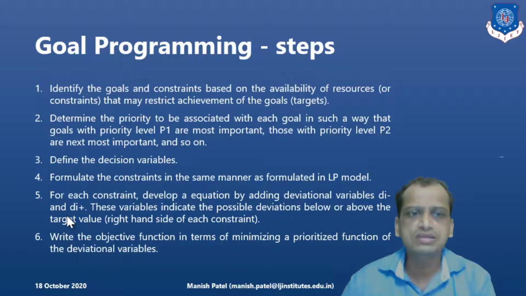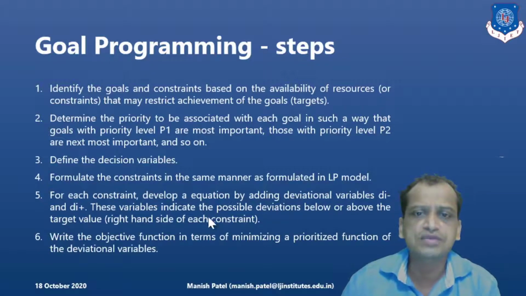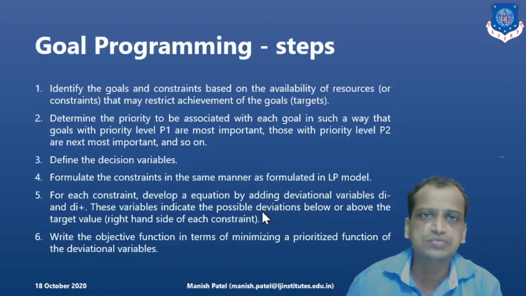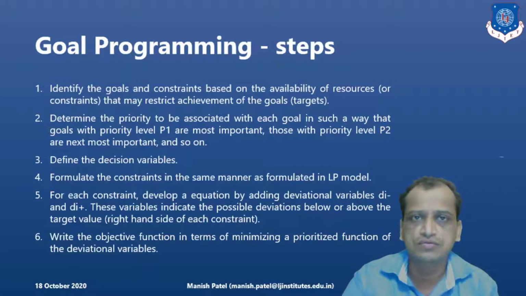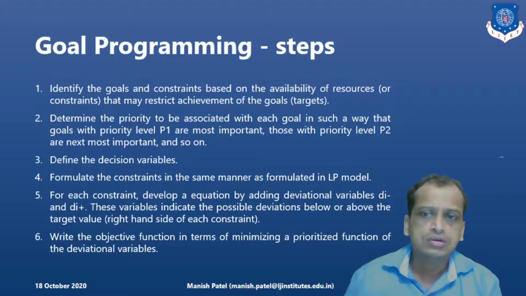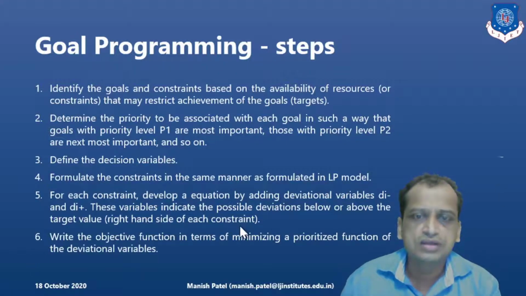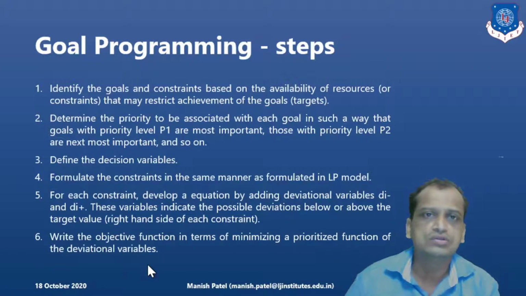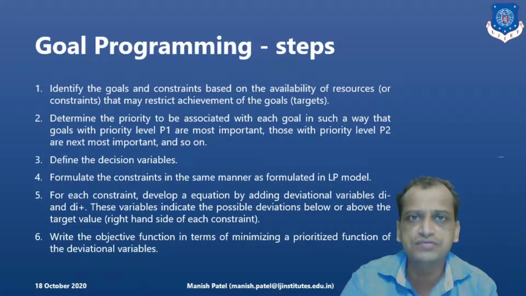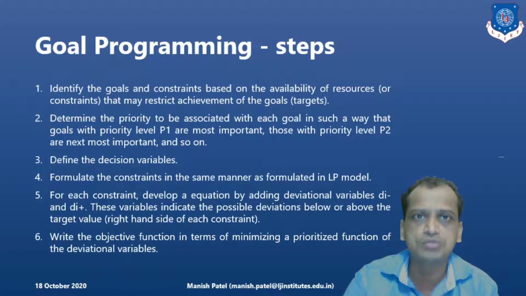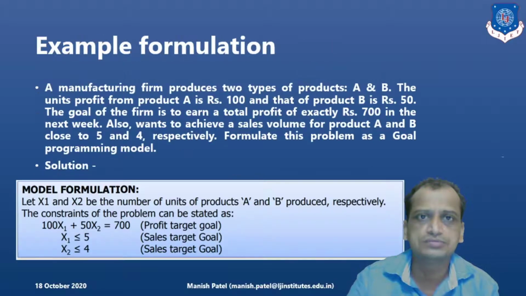What do these deviational variables mean? They are the possible deviations from the target, from what we have achieved as a goal, right? We introduce the target value, which is nothing but the right hand side of the constraint. Then write the objective function in terms of minimizing a prioritized function of the deviational variables. That is, we will try to minimize the sum of these deviation variables, because that is the objective function of the company.